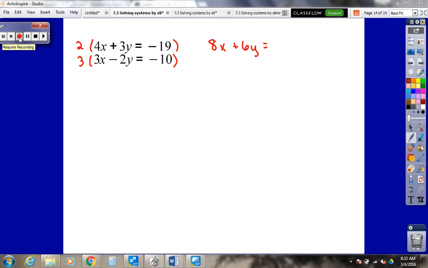So what do we end up with on the top, Will? Hang on. Okay, going on. 8x plus 6y equals, what was it, Will? Good. Negative 38. And the bottom equation? Negative 6x. No, 3 times 3.